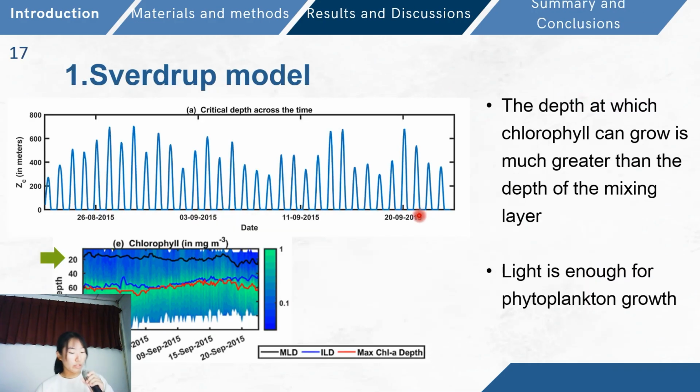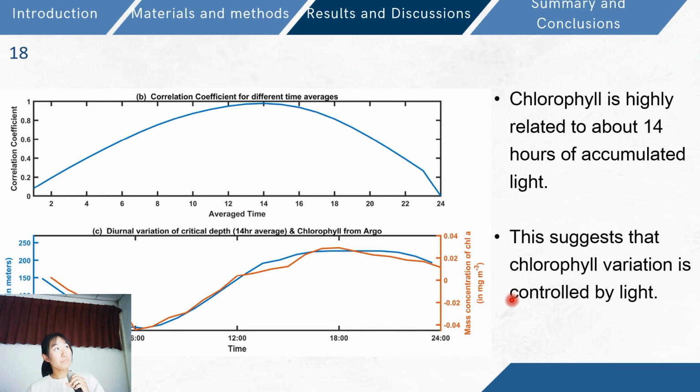And finally, we use the Sverdrup model to analyze our chlorophyll. And this is our result. The depth at which chlorophyll can grow is much greater than the depth of the mixed layer. We can see here, it's more than 200 meters, and our data is only 20 to 40. So it suggests light is enough for phytoplankton growth.